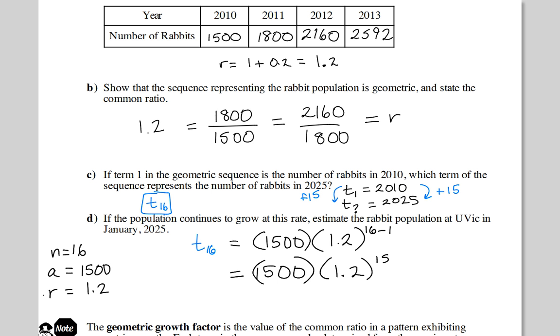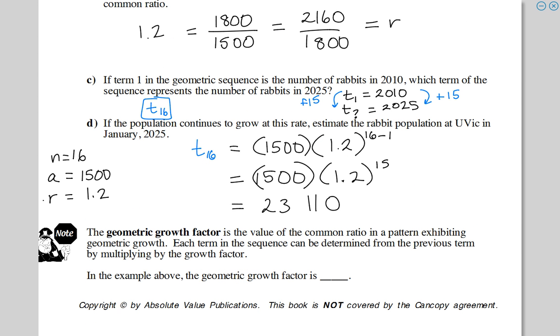All right, so pump this into our calculator, and we're getting 23,110, and then 0.5 of a rabbit. You can't have 0.5 of a rabbit, so we'll just truncate it off like that. No mutant rabbits. Fill in the blank, it's 1.2. Let's go to the next page.